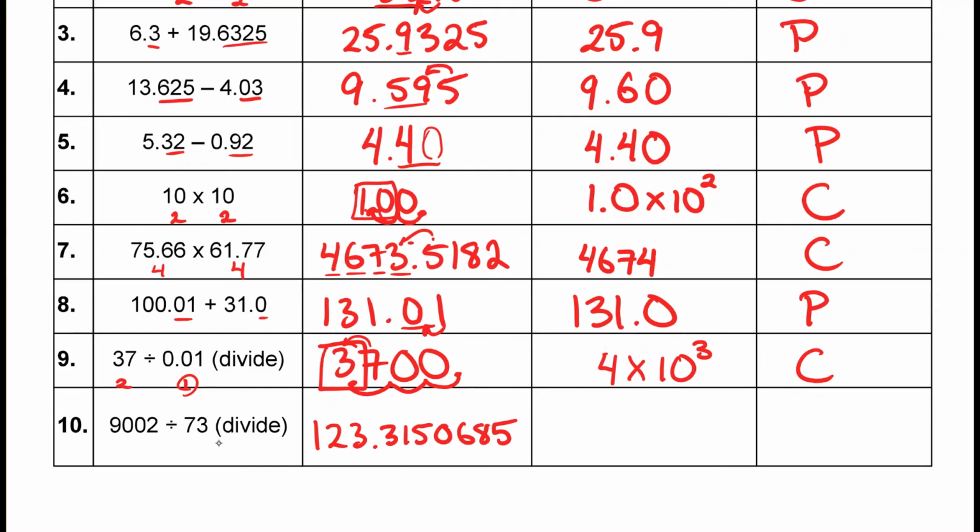9,002 divided by 73, goodness gracious, that's an ugly number. 4 digits divided by 2 digits. So our answer is going to have 2 digits in it, but it doesn't include the decimal, so we have to move it. We're forced to move it. 1.2 times 10 to the power 2, and we're using the certainty rule.